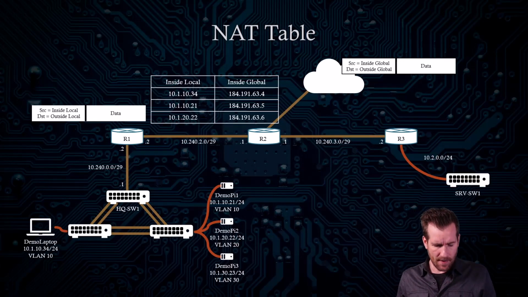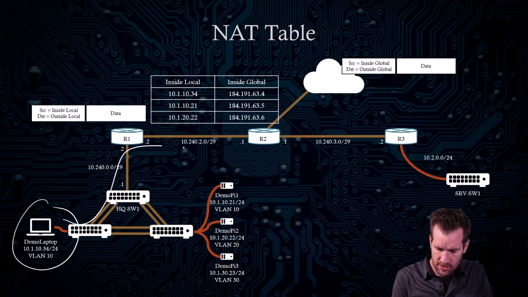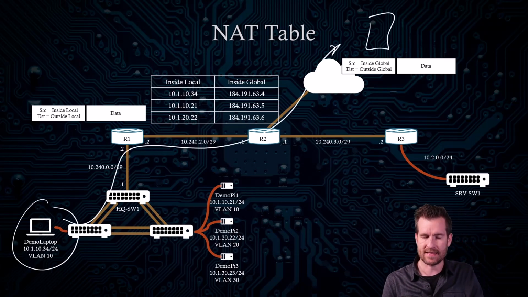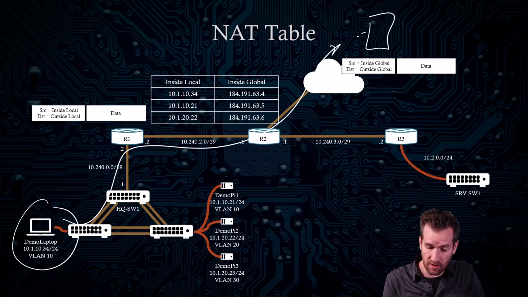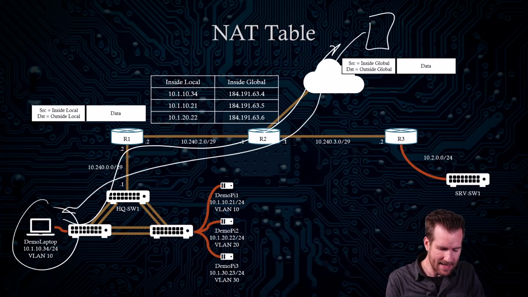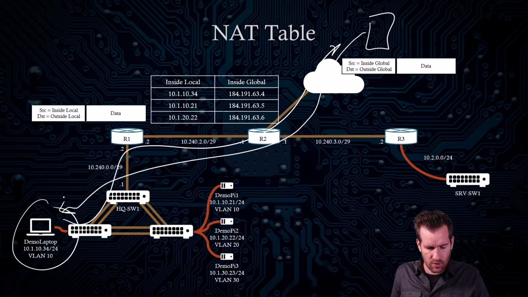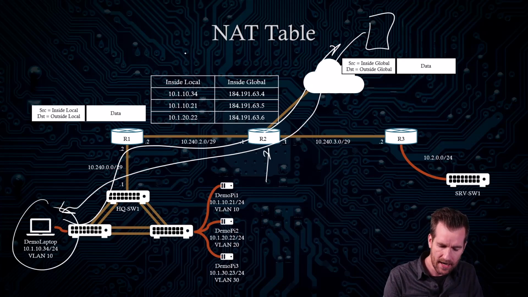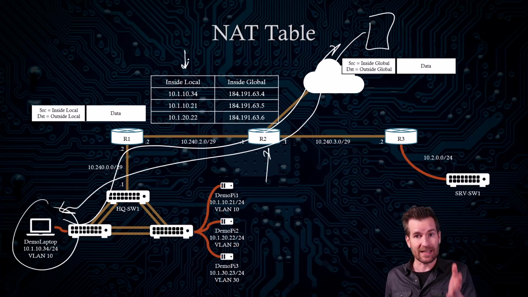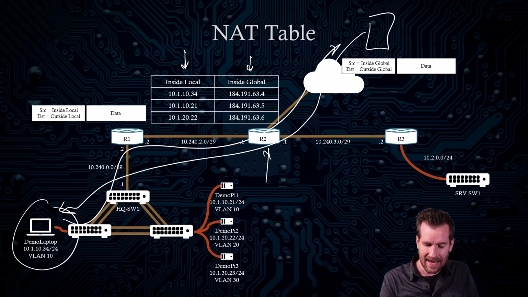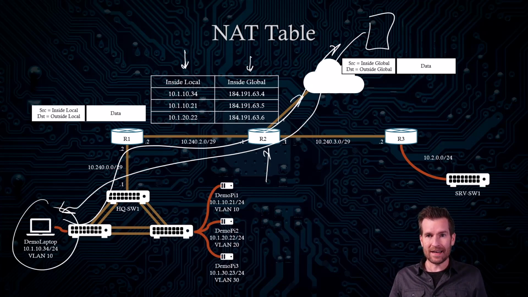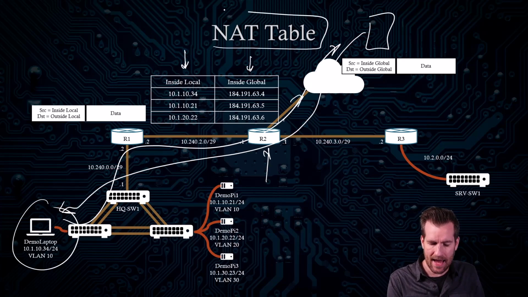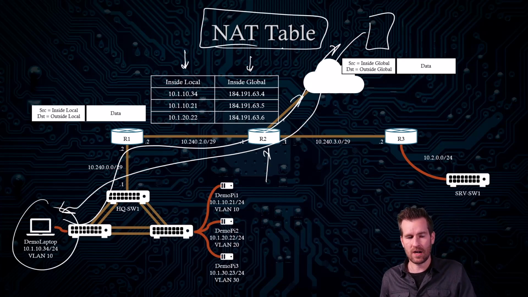So what's interesting about this is this demo laptop is reaching out to a web server that's out there. And that web server, hopefully, is going to reply and send that web page back to that demo laptop. And so this router needs to keep track of that translation because it's translating from some sort of inside local to inside global as it goes out to the rest of the world. And so what it does is it keeps track of that using a NAT table, network address translation table.